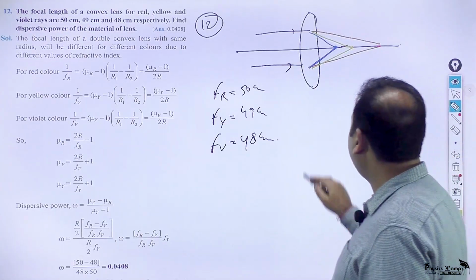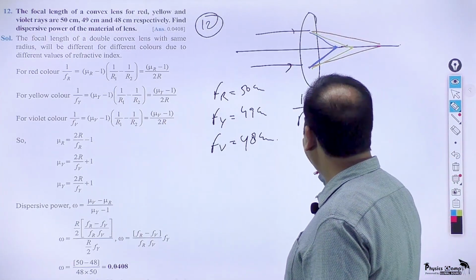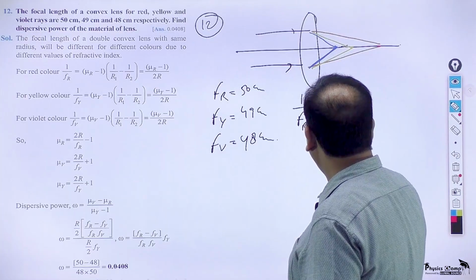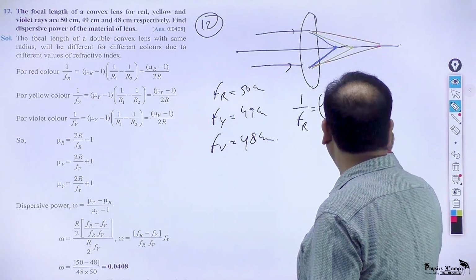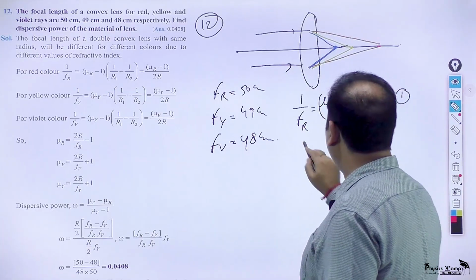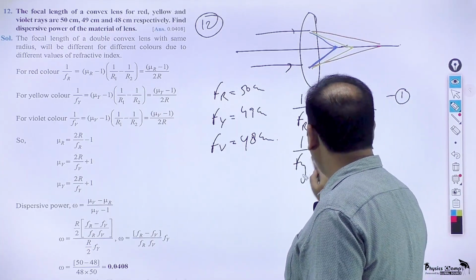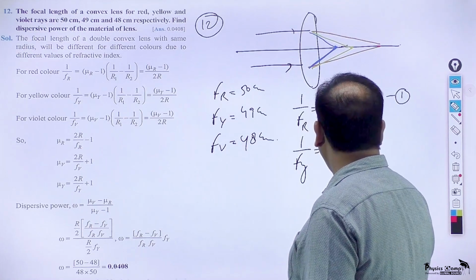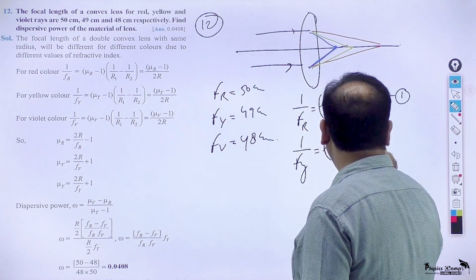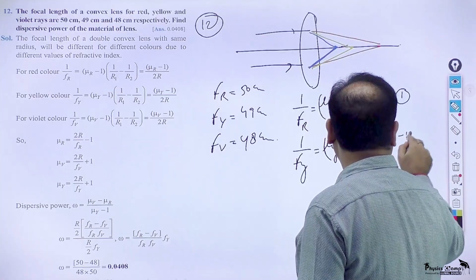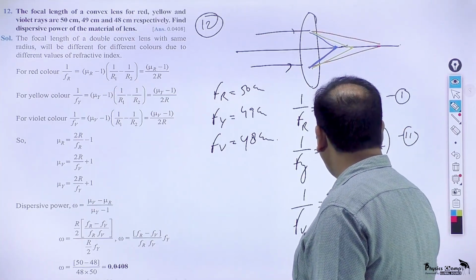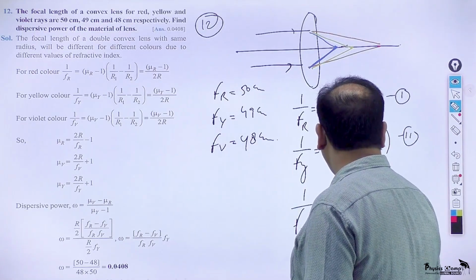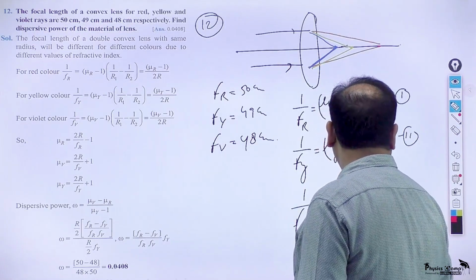So we have this relation: 1 over fr is equal to (mu r minus 1) into 2 by r. 1 over fy is (mu y minus 1) into 2 by r. And similarly 1 over fv, violet color, is (mu violet minus 1) into 2 by r.